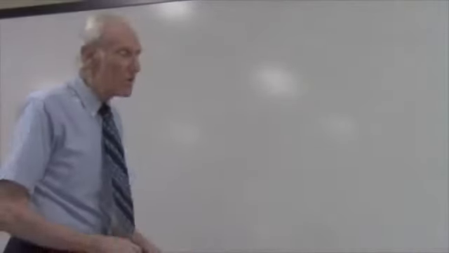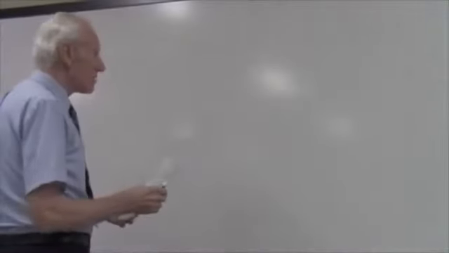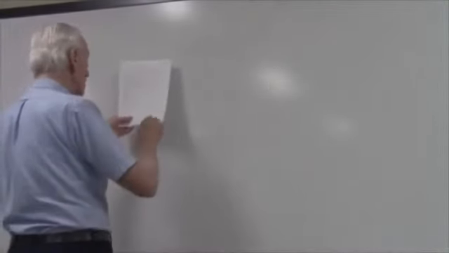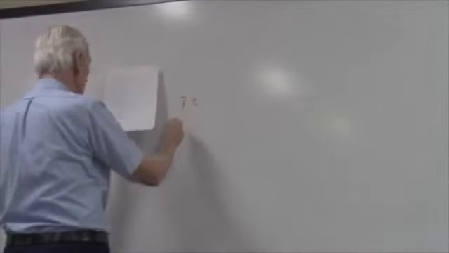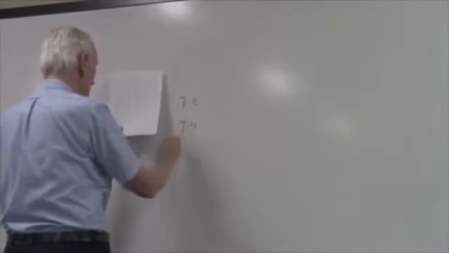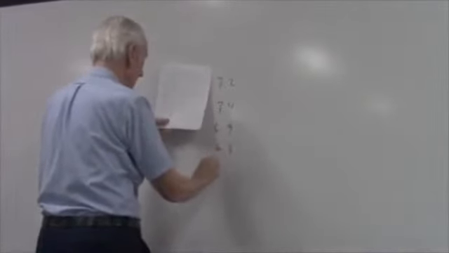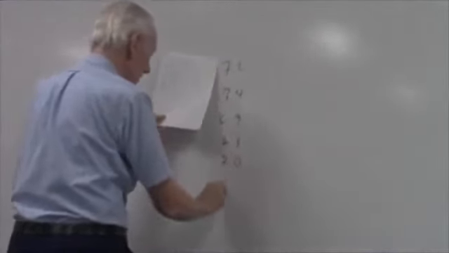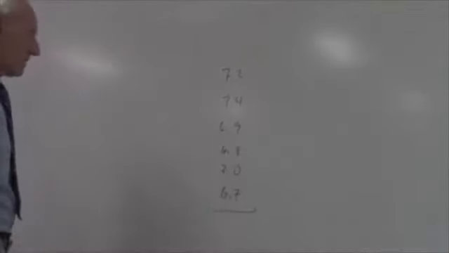Okay, so let's say you do an experiment and you measure something, and this is kind of a crude experiment. You measure something 6 times, which is fine. If you do it at least 3 times, that's good. And you get the following values: 7.2, 7.4, 6.9, 6.8, 7.0, and 6.7. So those are your experimental values.